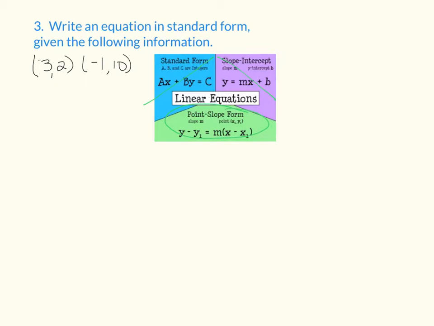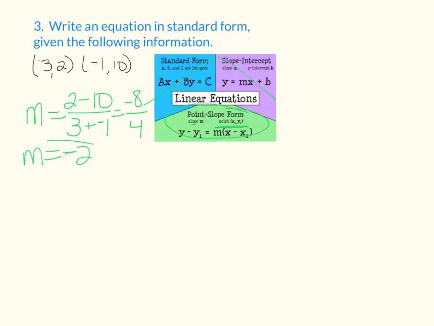Before I can do this, I have a point, but I don't have my slope. So I'm going to need to find my slope. I'm going to take my y sub 2 minus y sub 1 over x sub 2 minus x sub 1. So I get negative 8 over 4, which gives me a negative 2 slope. Now I have my slope, and I'm looking for a point. It doesn't matter what point. I'm going to use the first one. Let's plug it into our point-slope form.